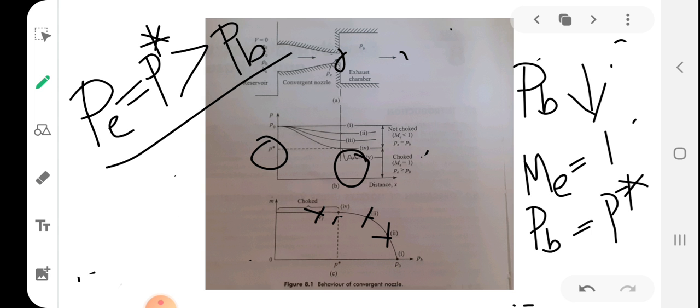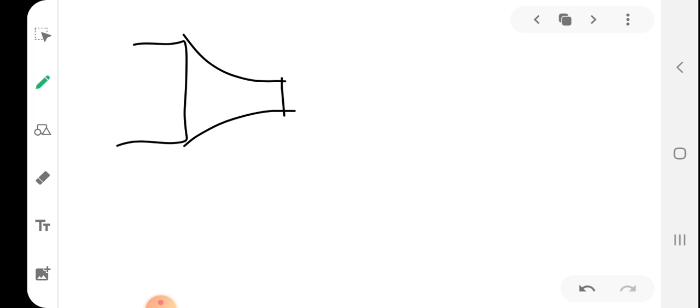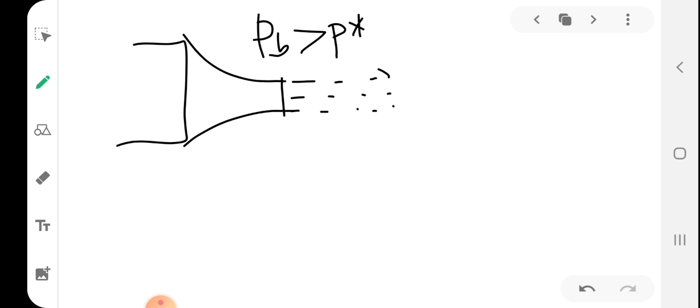That is how back pressure affects the performance of a nozzle in a convergent nozzle. Okay. So another point to remember is that suppose this is my convergent nozzle. If PB is greater than P star, which means before choking, the discharge stream will be parallel. They will be a uniform, parallel stream.